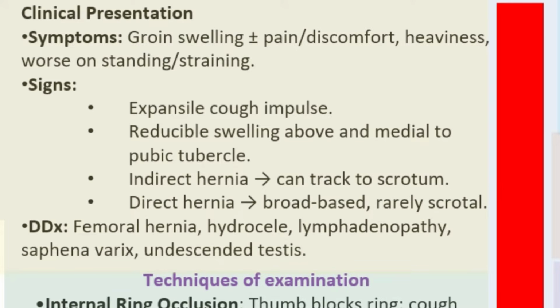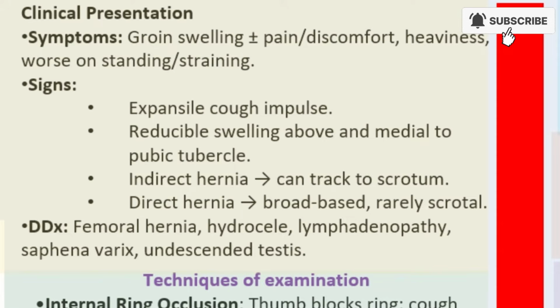Then we have a reducible swelling that is above and medial to the pubic tubercle. That's most likely when you have a direct hernia. It's the one that is closer to the pubic tubercle because of the position of the Hesselbach triangle. Remember, its medial border is the lateral border of the rectus abdominis. Then we can have the indirect hernia tracking to the scrotum, and the direct hernia is just broad-based and rarely reaches the scrotum.